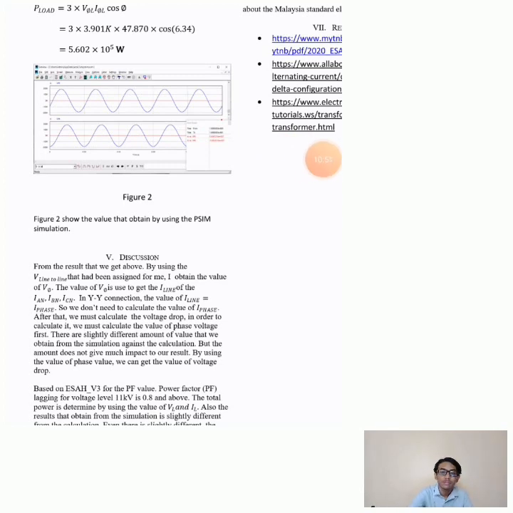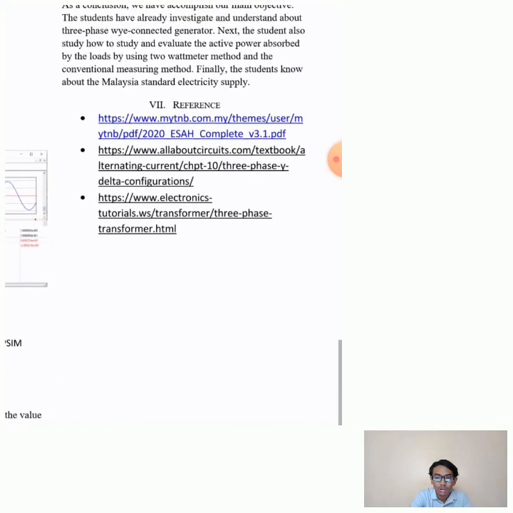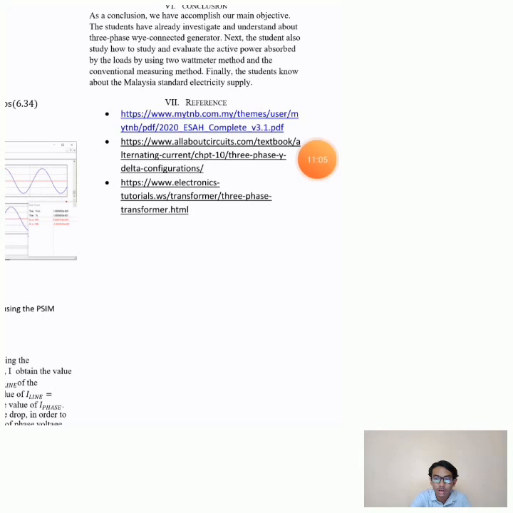Okay, finally we will go through onto the conclusion. As the conclusion, we have accomplished our 3 objectives, which are to understand the 3-phase Y connected generator, to study and evaluate the active power absorbed by the loads by using the wattmeter method and the conventional measuring method, and the last one, to make sure the student knows about the Malaysian standard electricity supply. We have accomplished our main objective. The students have already investigated and understood the 3-phase Y connected generator.